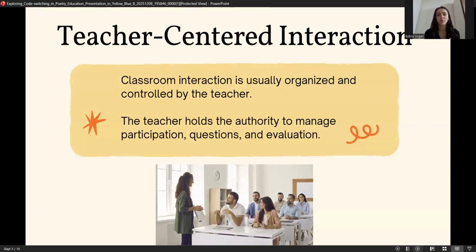Teacher-centered interaction. Classroom interaction is usually organized and controlled by the teacher. The teacher holds the authority to manage participation, questions, and evaluation. And you can see the picture of teacher-centered interaction.